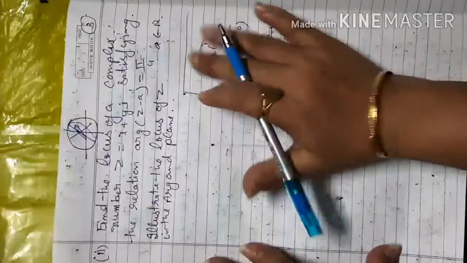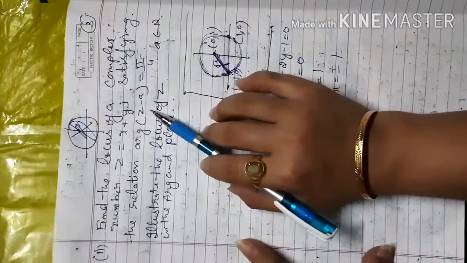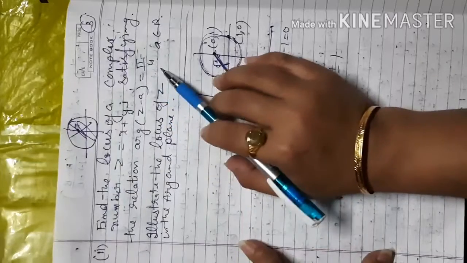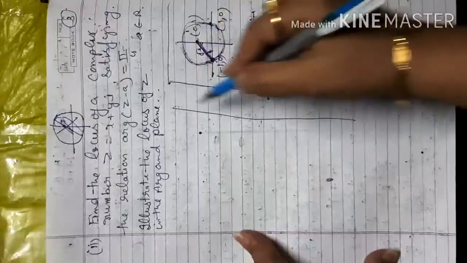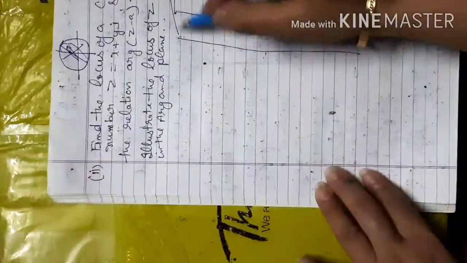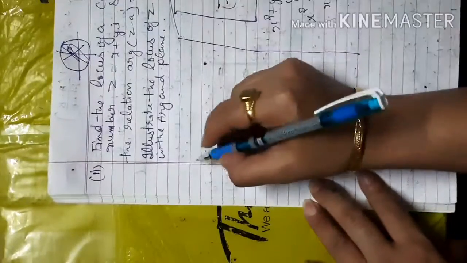And I will go quickly with the second part of this one. If you have a complex number x plus yi which satisfies the condition argument of z minus i is equal to pi by 4, how will you find the location of z? This was our first part of the circle. Now the second part, if you find the location of this, you can go directly with this.